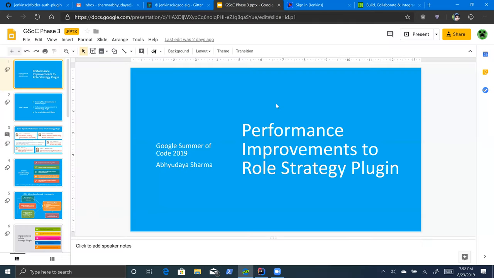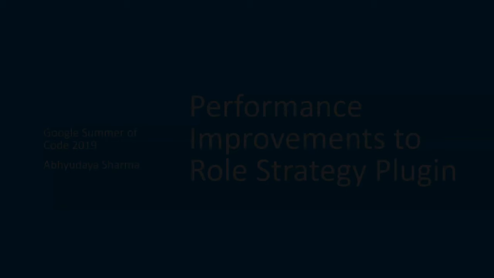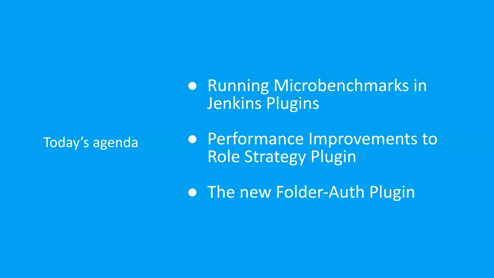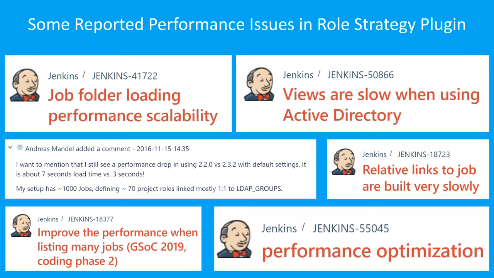Hi everyone, I'm Abhyuday and I've been working to improve the performance of the role strategy plugin for my GSoC project. Let's discuss three things in today's presentation. The first is running micro benchmarks in Jenkins plugins, which was recently added to Jenkins core. After that, we'll discuss the performance improvements to the role strategy plugin, and then I'll introduce the new folder authorization plugin. The project was initially started because there were a lot of performance issues reported to the role strategy plugin. Most of them were due to repeatedly checking regular expressions, which wasted a lot of time.